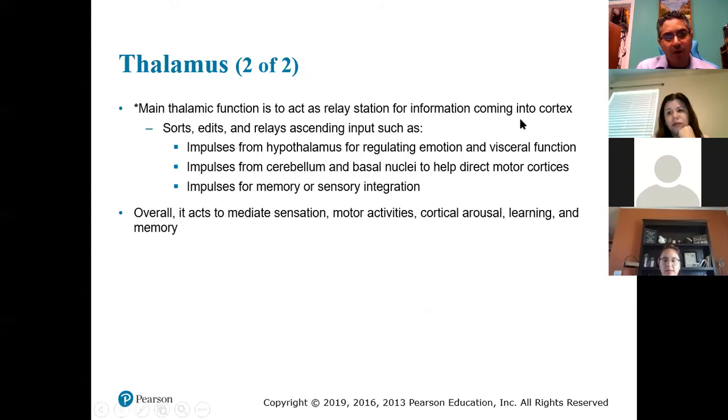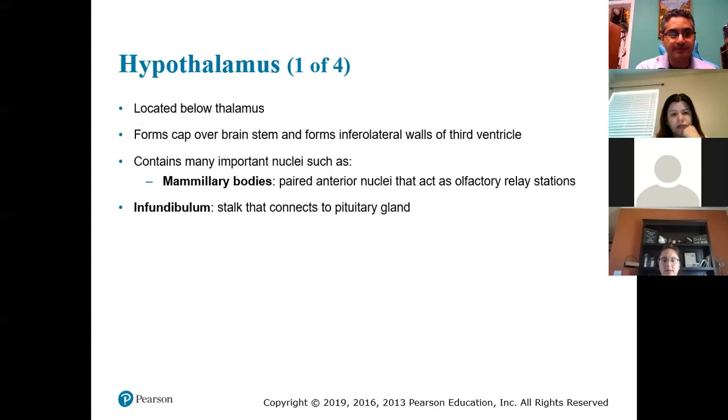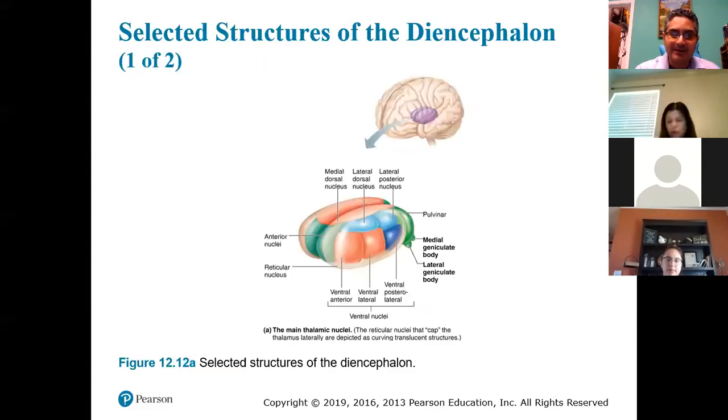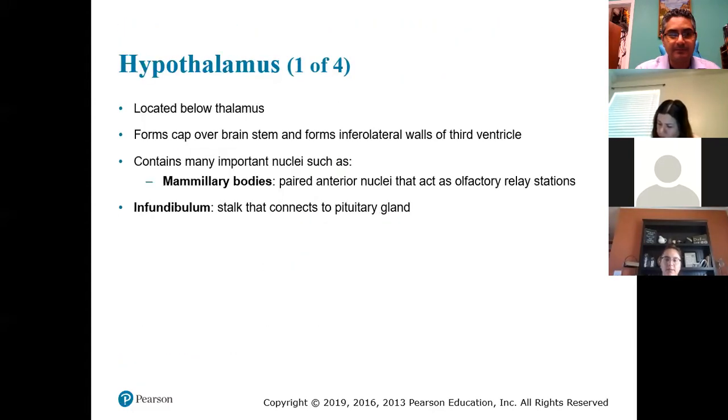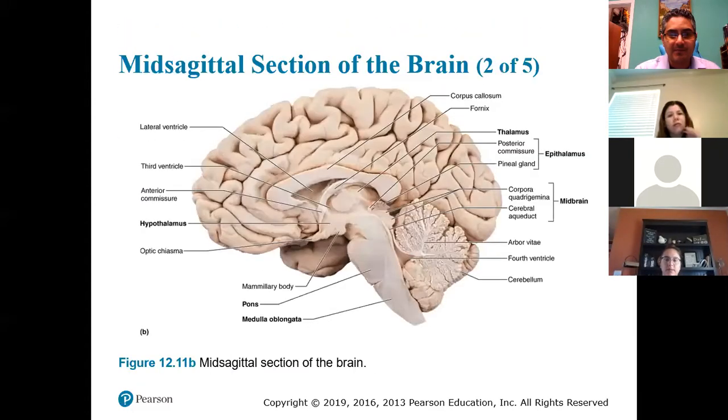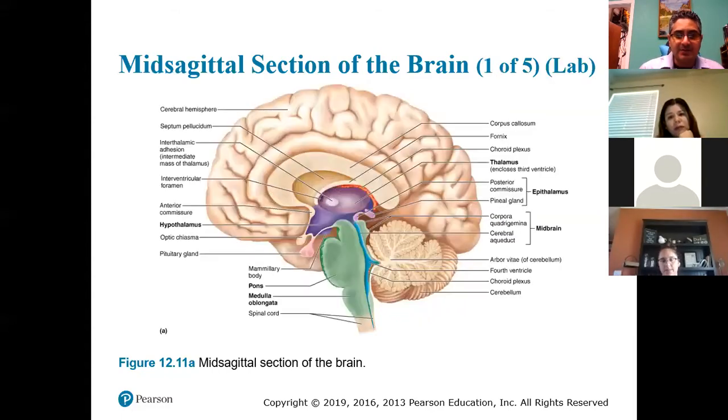So overall, it acts to mediate sensation, motor activities, certain forms of cortical arousal, learning, and memory. Now, located below the thalamus. So let's take a quick look at this. Let's go back, kind of go thalamus. We're going to use the cartoon images. It's a little easier because of the different colors.